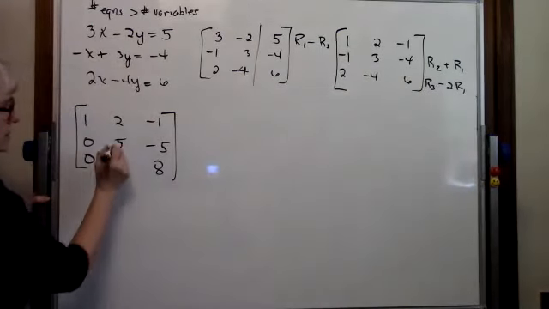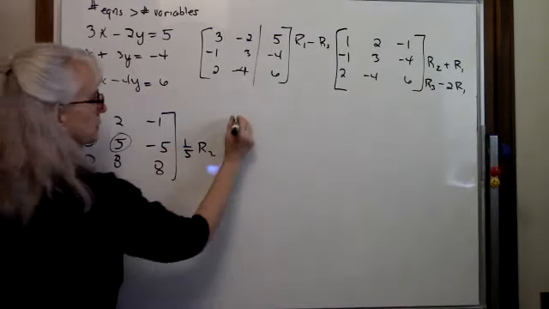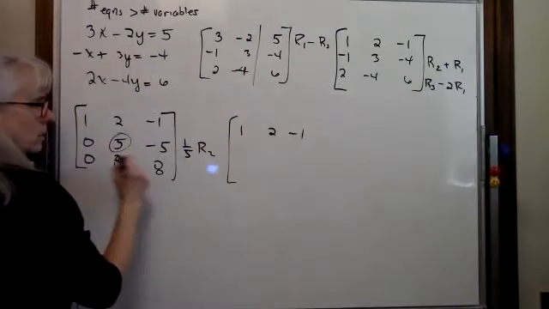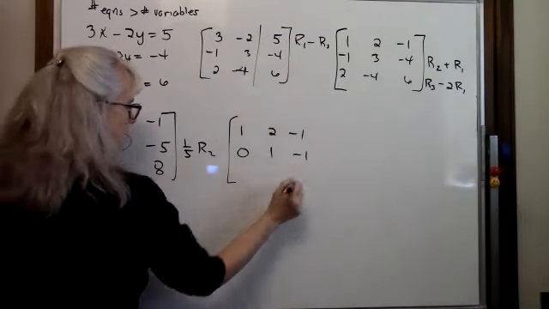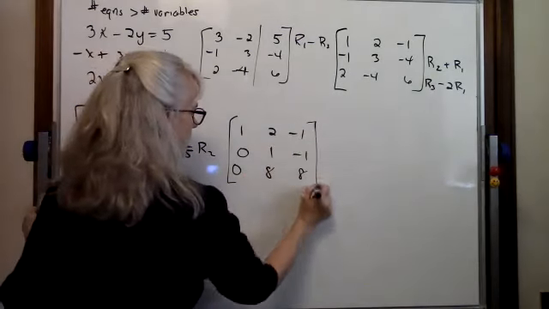Okay, now we're going to come in and get the 0 here. To do that, we're just going to do 1/5 of row 2. So 1, 2, -1, 0, 1, -1, 0, 8, 8, and so forth.